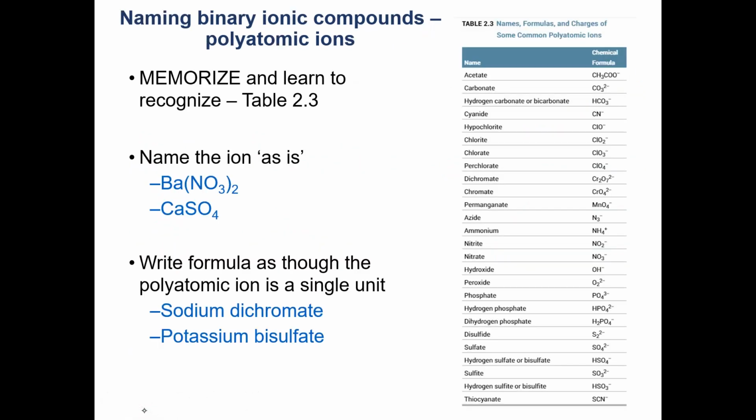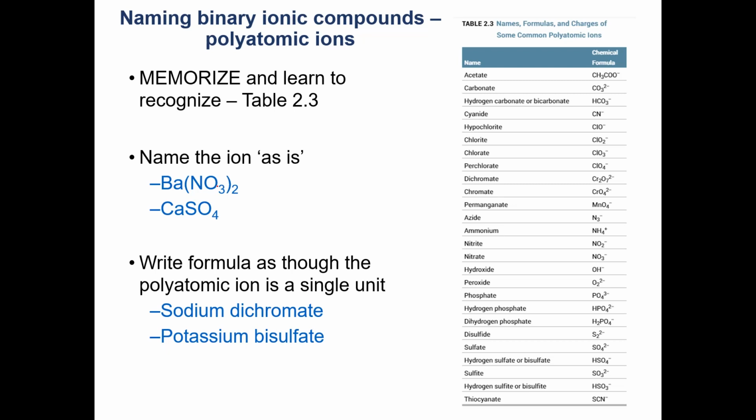So let's take a few examples here. When we name ionic compounds that have polyatomic ions, we keep the name of the ion as it is. So for example, if we have Ba(NO3)2, what the parentheses means with this 2 outside is that we have 2 of these nitrate ions. Whenever you need more than one polyatomic ion in the formula, we put it in parentheses and then we put a subscript on the outside to indicate how many we have.